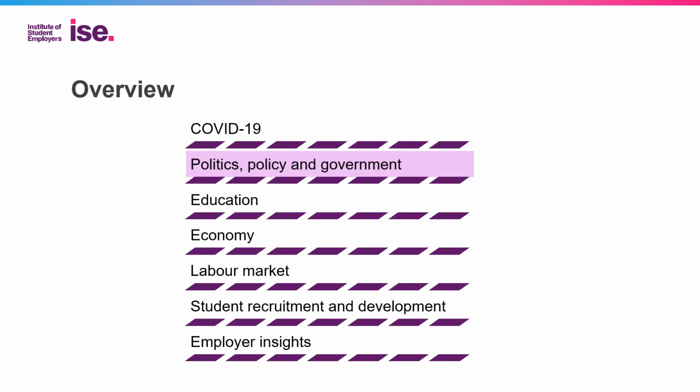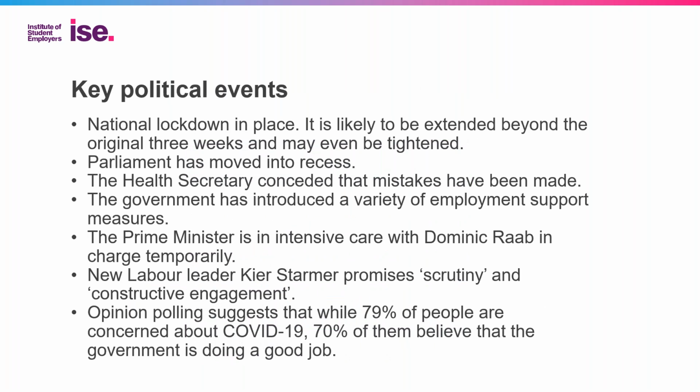Let's look at how politics has dealt with this. The key political events over the last couple of weeks have been that the national lockdown is now in place. It's likely to be extended beyond the original 3 weeks, and it may even have to be tightened. There are various conversations about that. Parliament has moved into recess, and there's not a clear idea about when Parliament will begin to meet again, whether it will meet virtually and so on. There are various discussions going on.